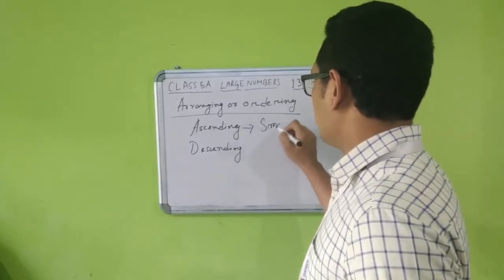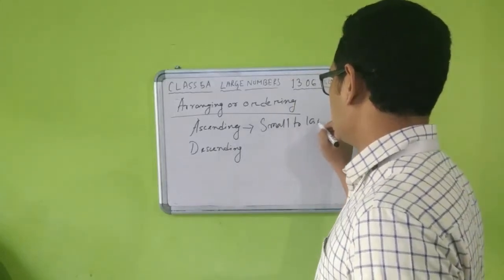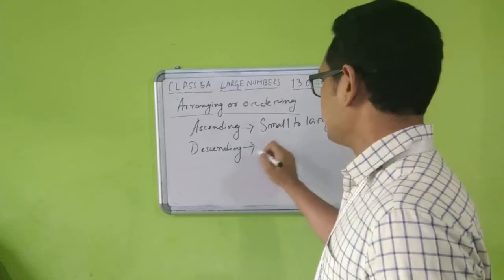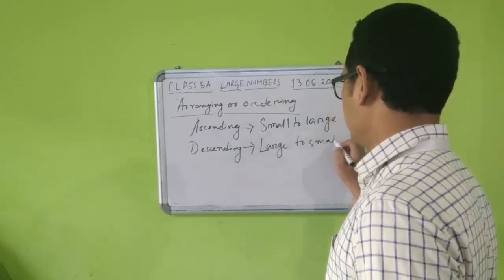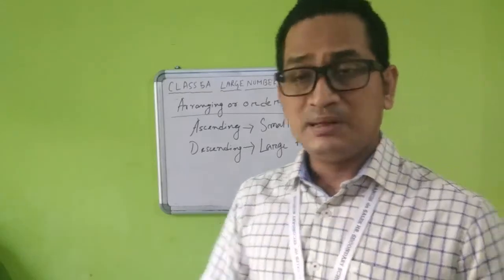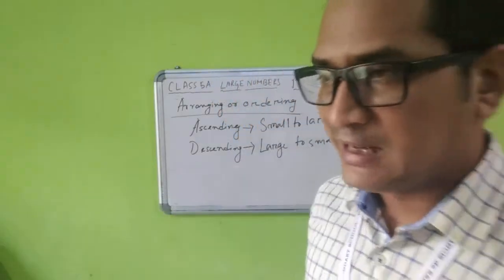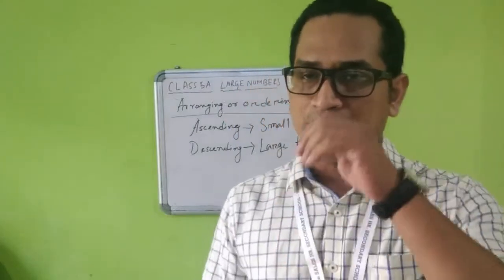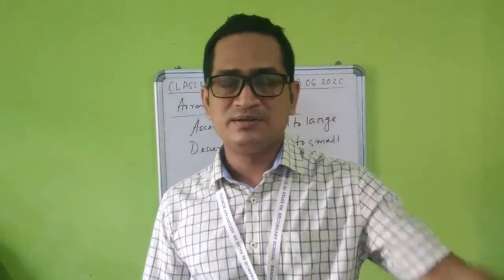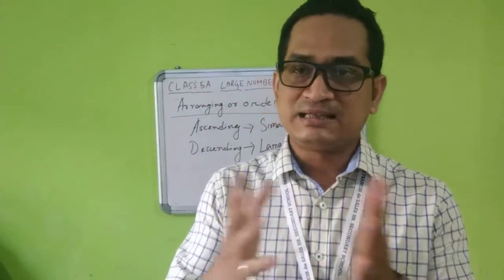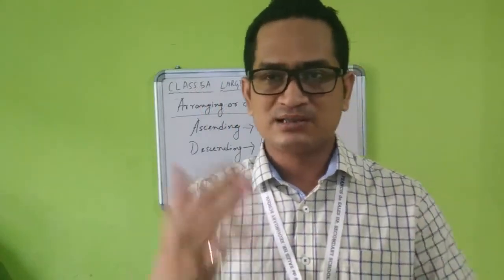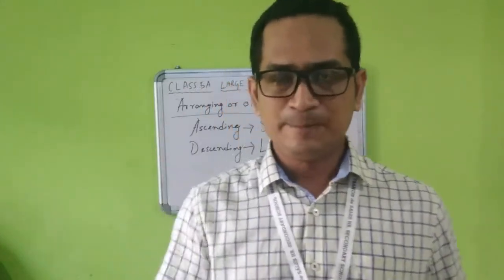It is small to large, and descending means what? Large to small. So students, please be specific about these two particular orders, because in the exam, in the last year or in previous years, I have seen that students know what ascending and descending order are. Everybody, if I ask you right now, you will definitely say ascending means small to large and descending means larger to smaller.